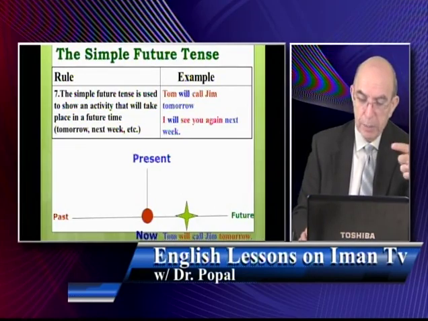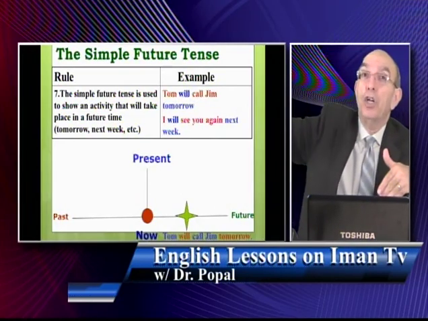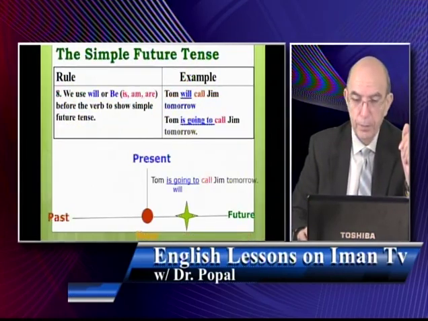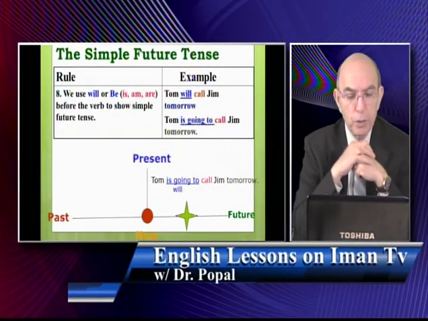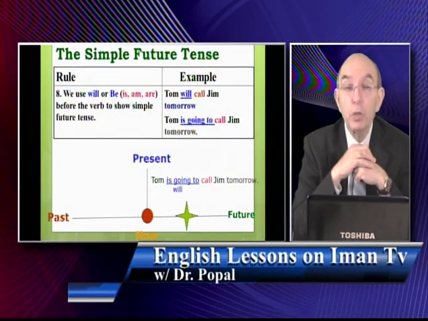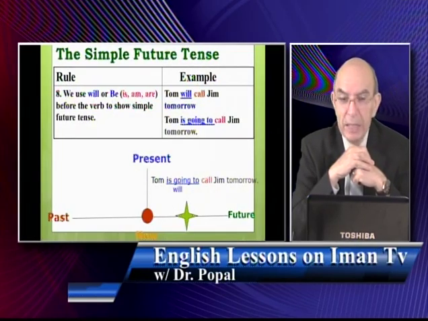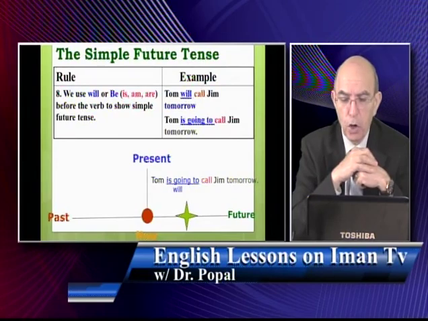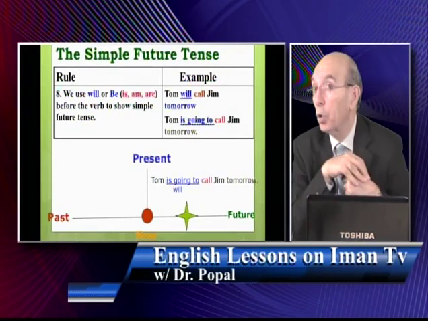So you could see that something that can happen in the future, not now, not yesterday, and not every day. The next rule is we use will or be, is, am, are before the verb to show the simple future tense. So Tom will call Jim tomorrow, or Tom is going to call Jim tomorrow.